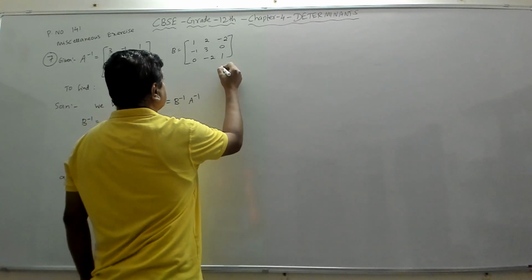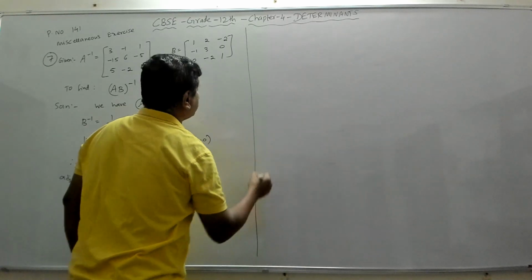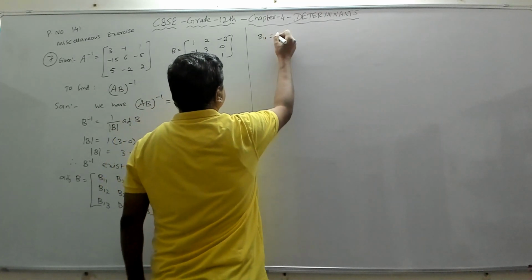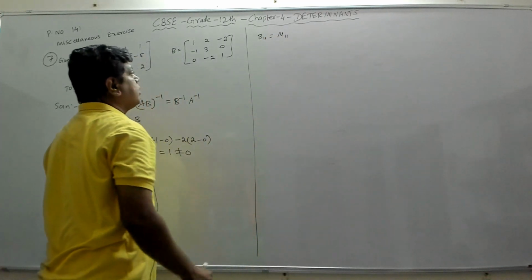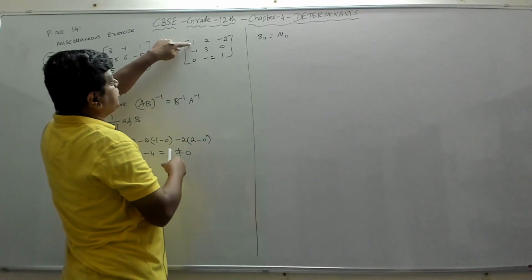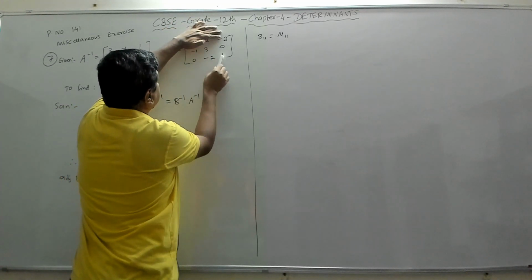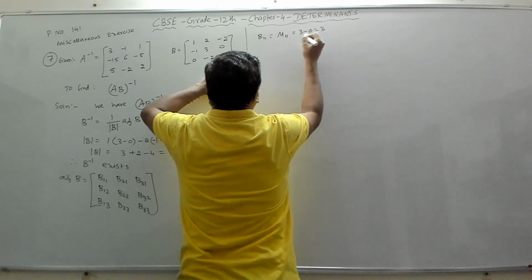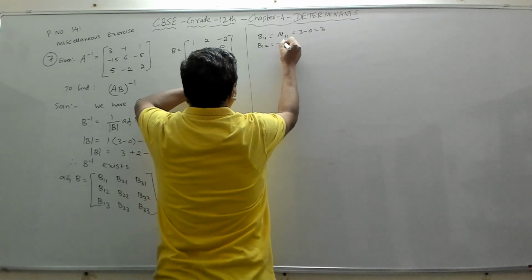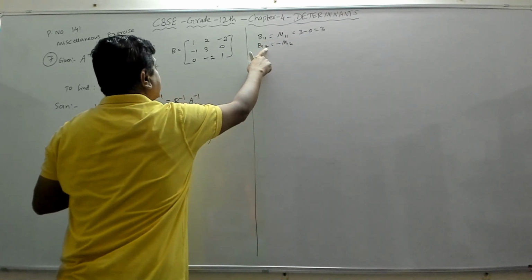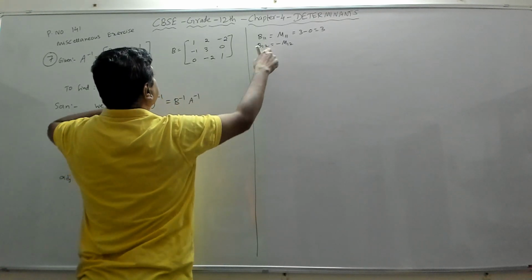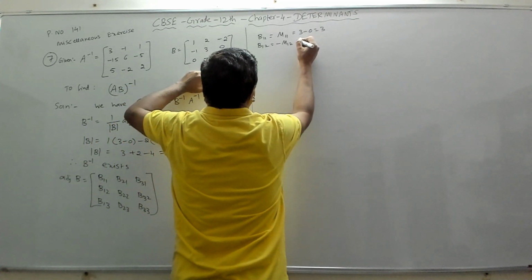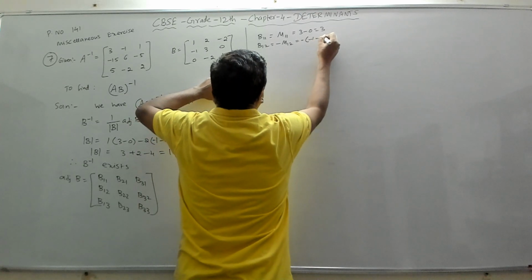Now let's find B11. B11: 1 plus 1 is 2, which is even, so it is equal to the minor M11. The minor of this element 1: close this row and column. 3 ones are 3, minus 2 into 0 is 0. So that becomes 3 minus 0, which is 3. Now B12. B12 is minus M12, since 1 plus 2 is 3, which is odd, so you put minus. Take this element, close this row and column. Minus 1 into 1 is minus 1, so minus of minus 1 minus 0 will give you 1.